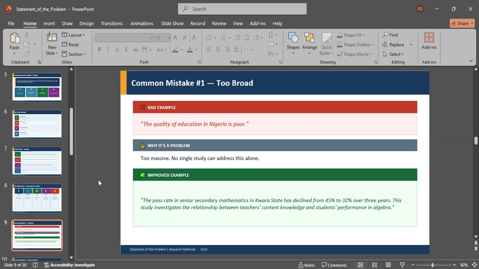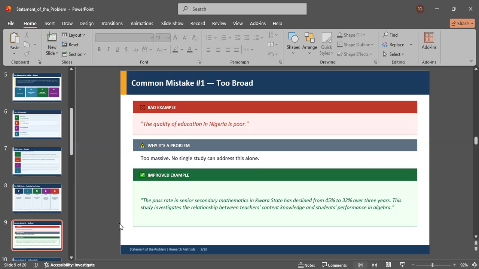But let's proceed. This is why this is a problem. It's too broad. Your statement should not be too broad. You should focus on one thing. Look at the improved example. The pass rate in senior secondary mathematics in Kwara State has declined from 45% to 32% over 3 years. This study investigates the relationship between content knowledge and student performance in algebra. You can see it's focusing on mathematics, on one state in Nigeria, on senior secondary school students. Now it's showing a result.